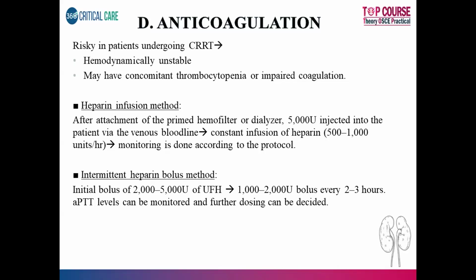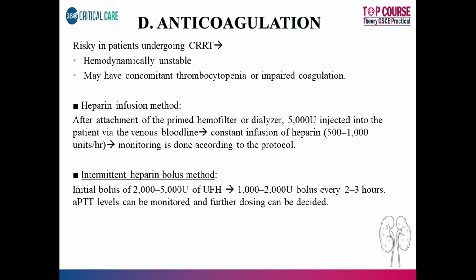One is the heparin infusion method. How do you give this? After attachment of the primed hemofilter or dialyzer, around 5,000 units of heparin is injected into the patient via the venous bloodline. Then a constant infusion of heparin of around 500 to 1,000 units per hour is given, and monitoring is done according to the protocol, that is the APTT. I will let you know how to monitor that later. Now, this is about the infusion method.